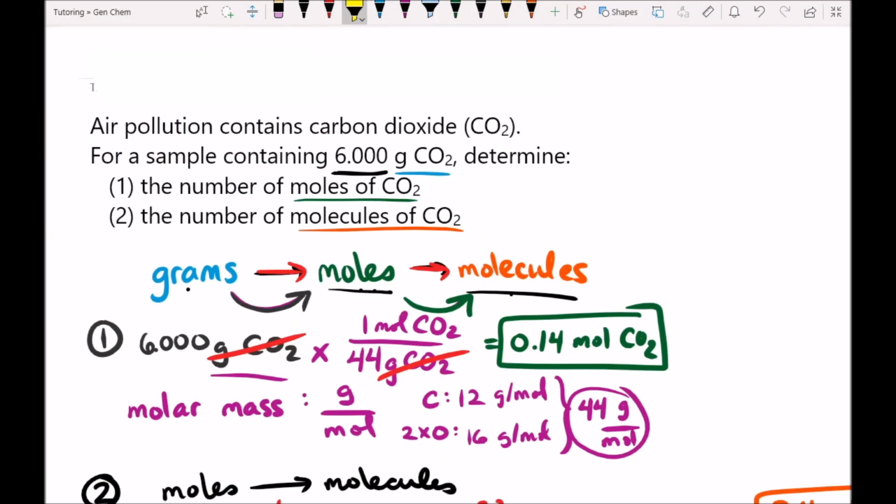So to review, we were given grams of CO2. We wanted to convert that to moles of CO2, and then molecules of CO2. To go from grams to moles, we need a conversion factor that relates the two, and that's the molar mass, which we can add up the weights of the individual atoms from the periodic table, and the molecular weight of a molecule is identical numerically to the molar mass. The units are just different. And we use that conversion factor to convert grams into moles of CO2.